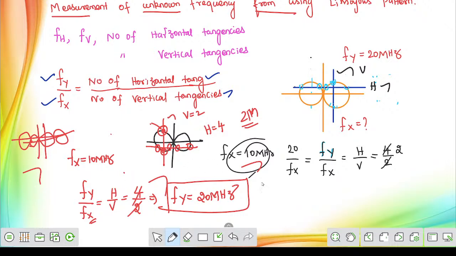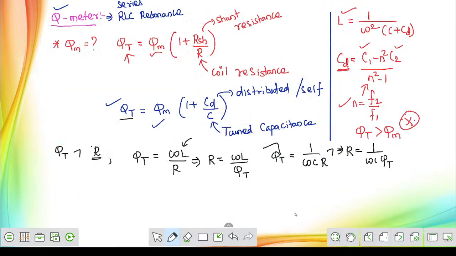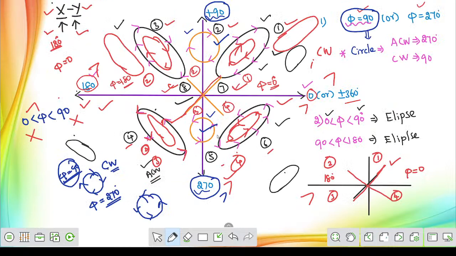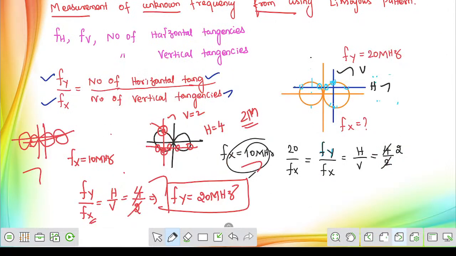So don't forget, especially in the BARC exam, this type of question will be directly asked in one or two questions. This is how we identify the unknown frequency with the help of the Lissajous pattern that we observe on the CRO screen. Hope you will not forget. This is all about CRO. One more thing they will ask is that you will be requested to identify the unknown frequency. I will tell you how to do that.